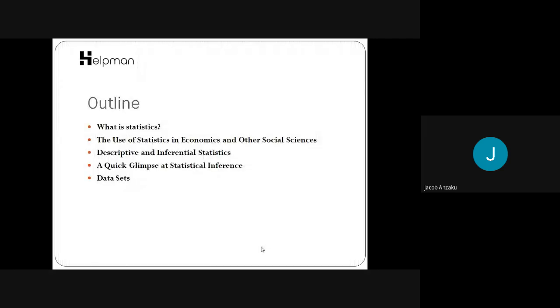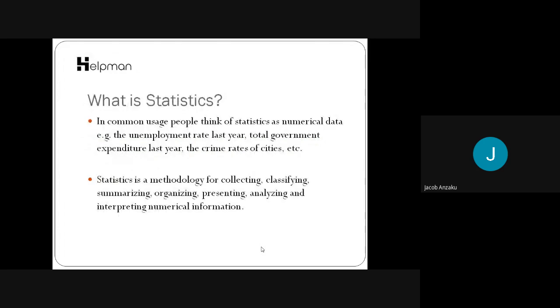So this is our outline. What is statistics? The use of statistics in economics and other social sciences. Descriptive and inferential statistics. We will also take a quick glimpse at statistical inference. And then finally, we'll look at data sets. All right. So what is statistics?